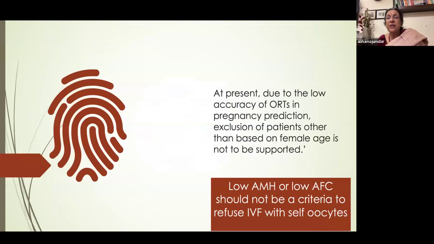So having said that, at present, due to the low accuracy of other ovarian reserve tests in pregnancy prediction, exclusion of patients other than based on female age is not to be supported. So female age is the most accurate thing which supports occurrence of pregnancy. Low AMH or low AFC should not be a criterion to refuse IVF with self-oocytes. It should only be age, and maybe age more than 45 is one cutoff where we would say that with self-oocytes, even if the AMH is detectable, there is a very rare chance of getting pregnant.